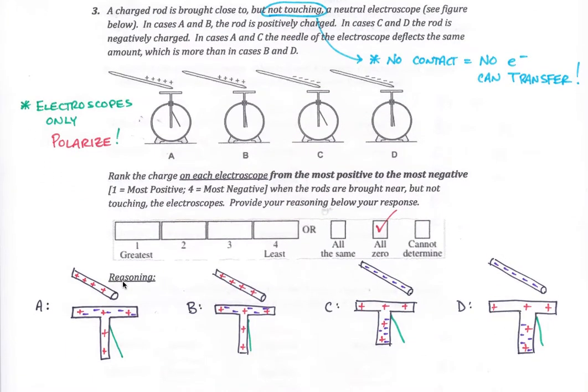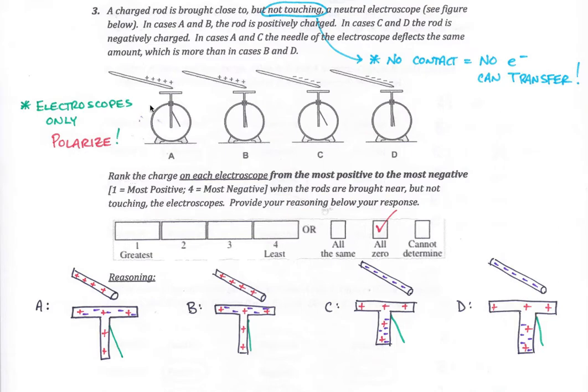Question 3 tends to throw a lot of students off when they first see it because they tend to overthink it. They tend to maybe not fully understand how an electroscope works. But regardless of whether they know that, if you're very careful with the wording of the question, it should give away the answer. Maybe it doesn't give away the reasoning, but it should give away the answer.